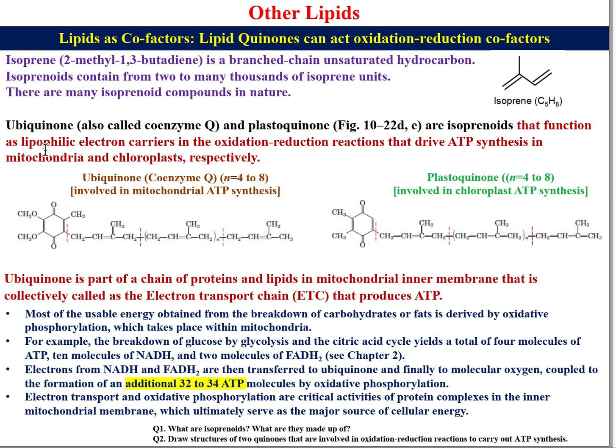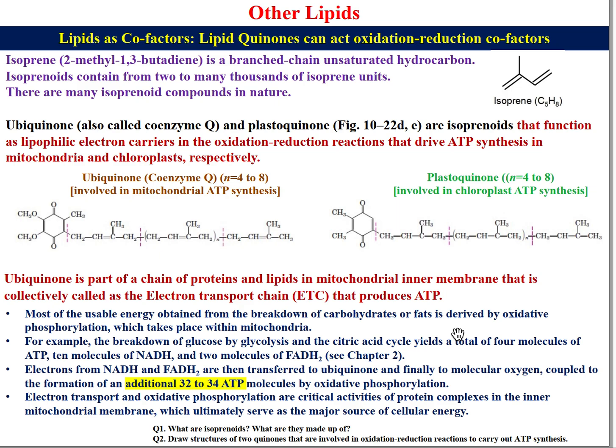They function as lipophilic electron carriers in the oxidation reactions that drive ATP synthesis. This is the structure of ubiquinone, and this is the structure of plastoquinone. Ubiquinone is part of the proteins and lipids in the mitochondrial inner membrane that are collectively called the electron transport chain that produces ATP. Most of the usable energy obtained from the breakdown of carbohydrates or fats is derived by oxidative phosphorylation, which takes place in the mitochondria.